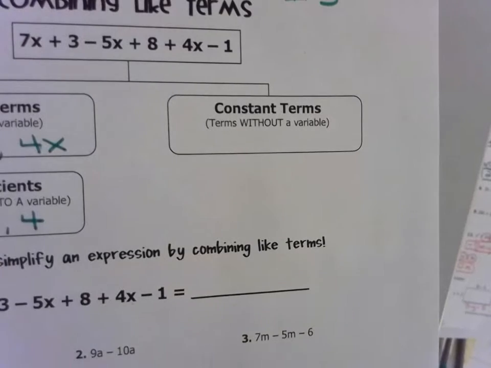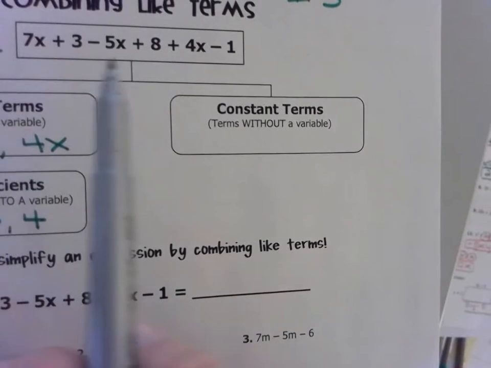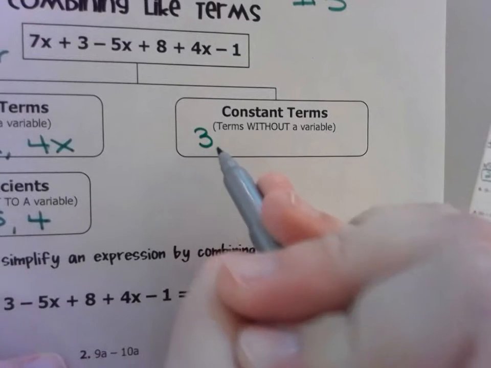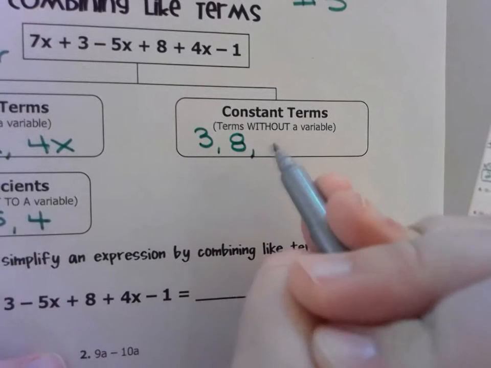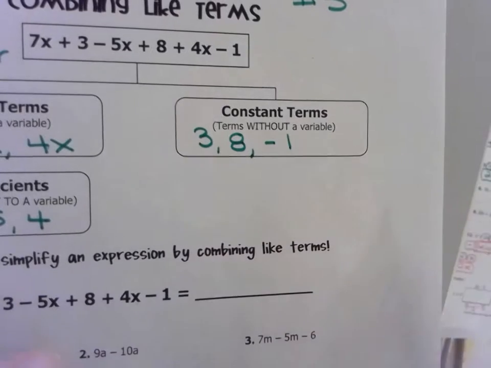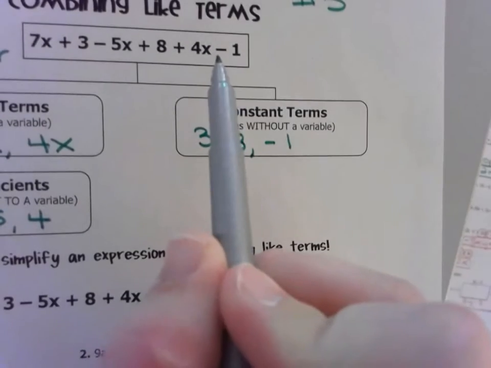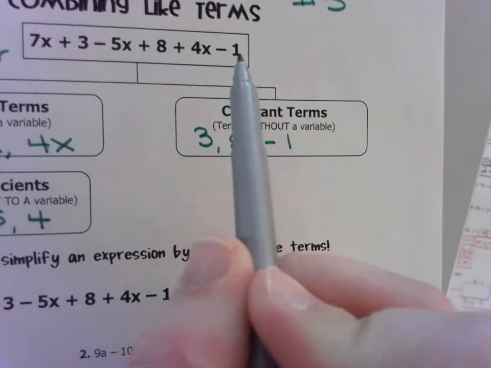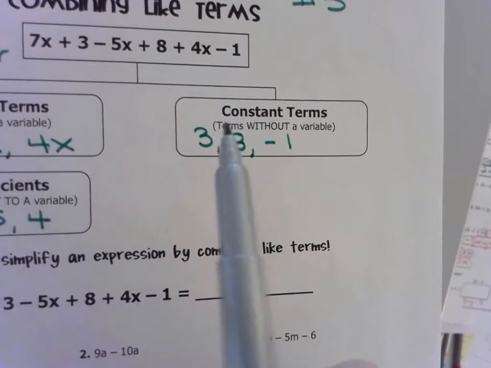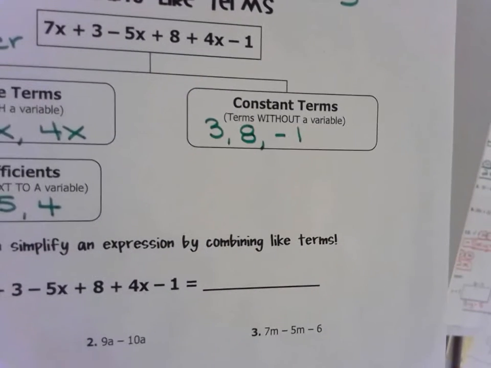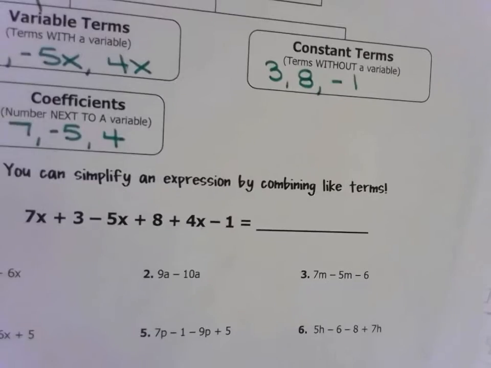Those are terms without a variable. What are the constant terms in this expression? 3. What else? 8 and 1, and negative 1. You have to take the negative in front. It looks like a subtraction. It's the same. This is a negative 1. You have to put a subtraction with the 1. Minus 1. Okay. So, guys, please stop talking. I can help you when I give you time for homework. Let me get through this.